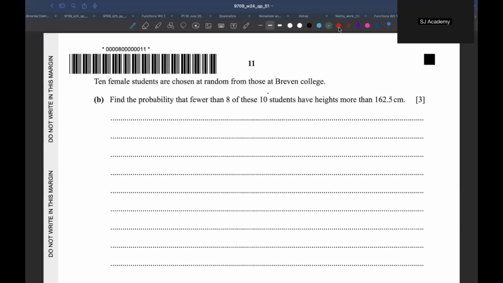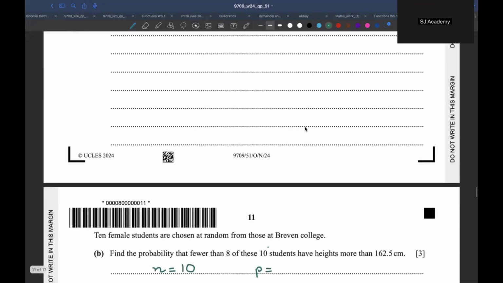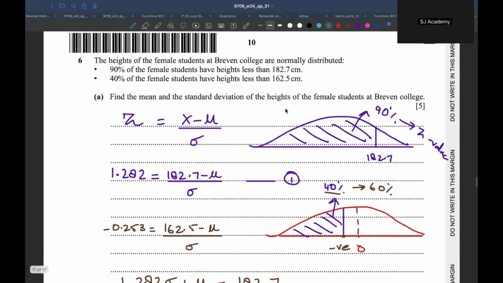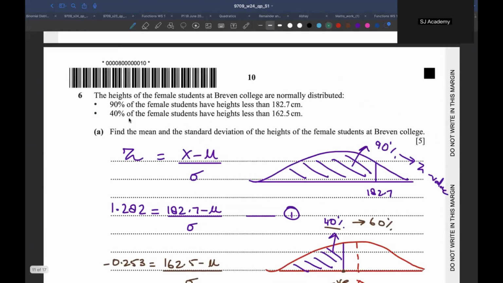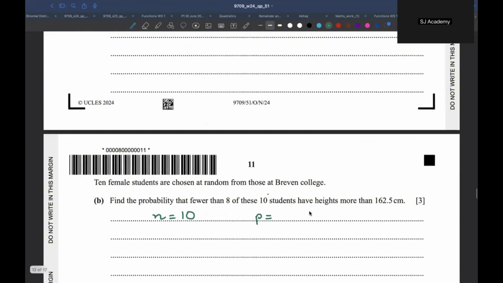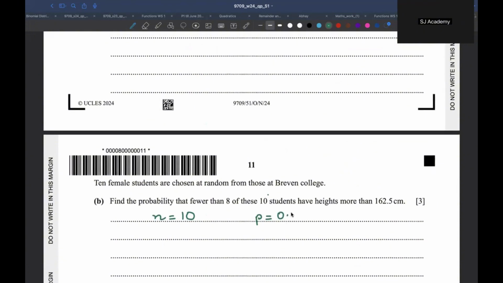In part B, it says 10 female students are chosen at random. Find the probability that fewer than 8 of these 10 students have heights more than 162.5. Okay, so n is 10. So the probability of having a height more than 162.5 is, okay, so that will be 60%. This is the probability for less than 162.5. So the probability of more than 162.5 will be 60%, and less than 162.5 will be 40%.